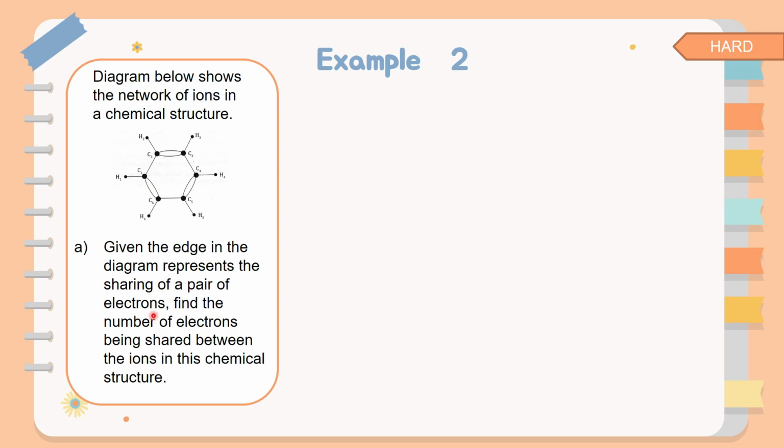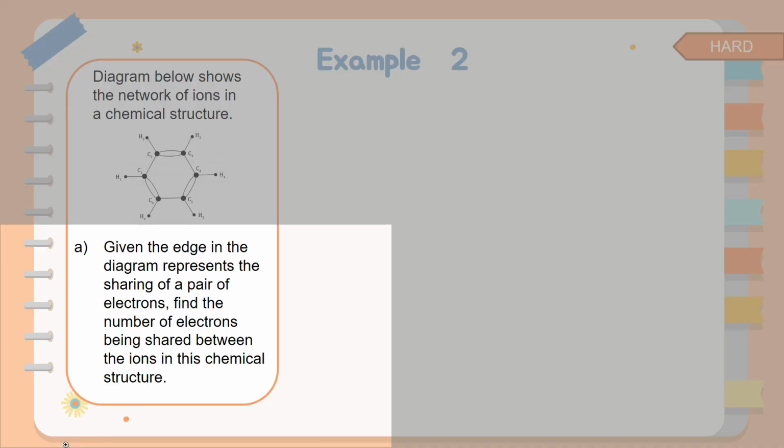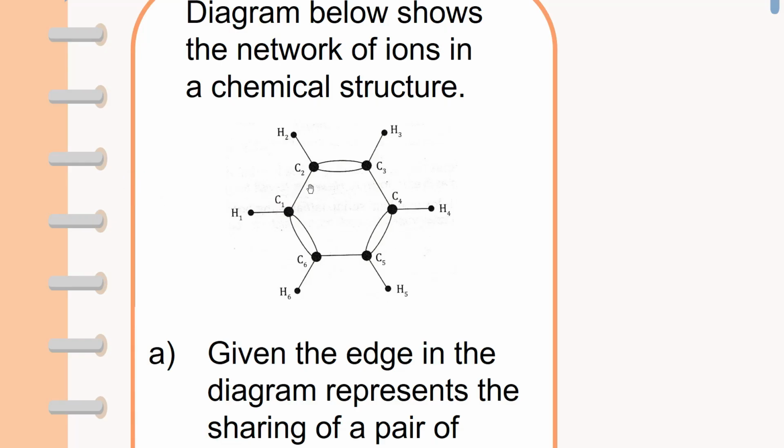What does it mean by a pair of electrons? Can I zoom in? Okay, more clearer now. We know that each ion has electrons, so each of these vertices has electrons. Do you know what I mean right now?